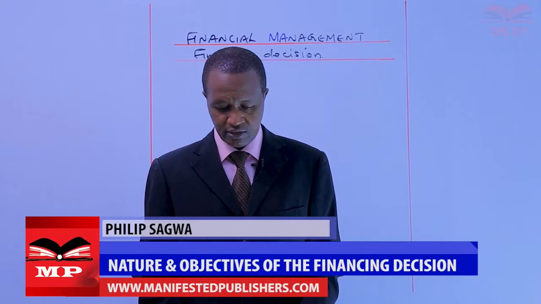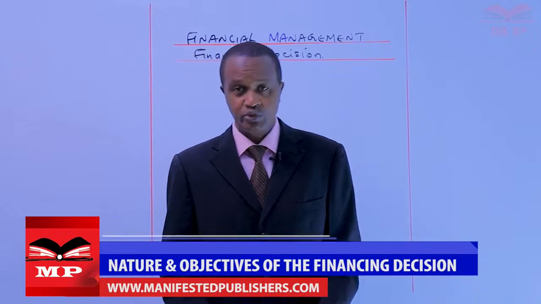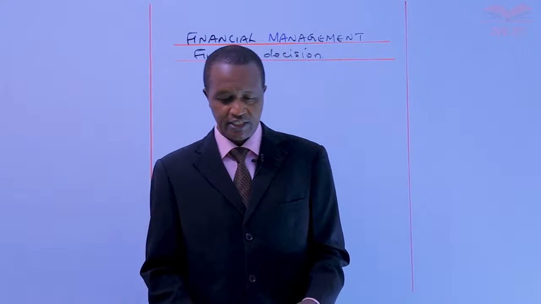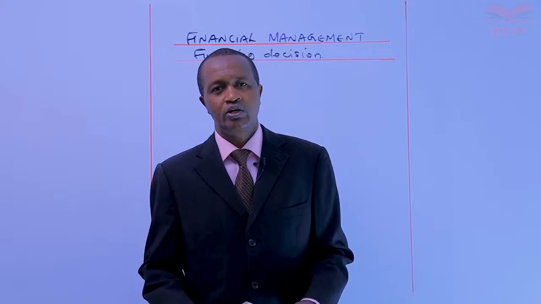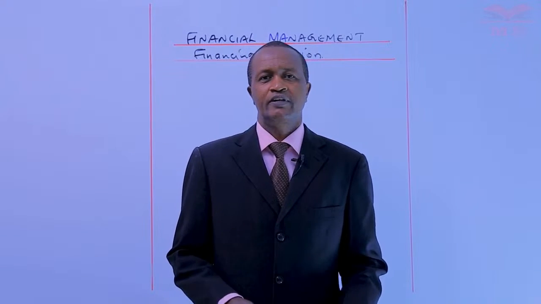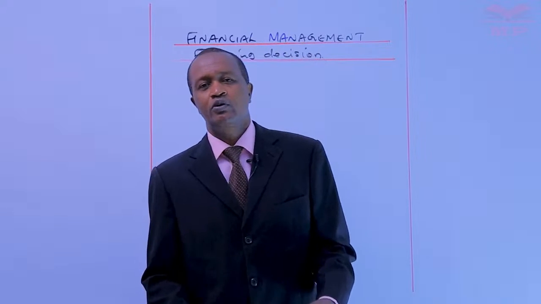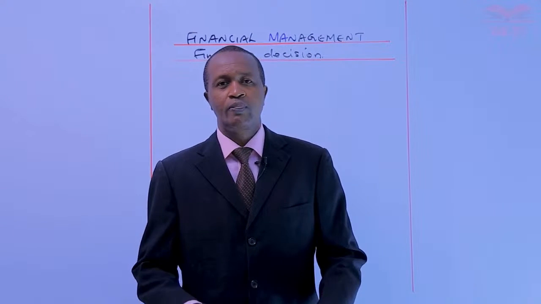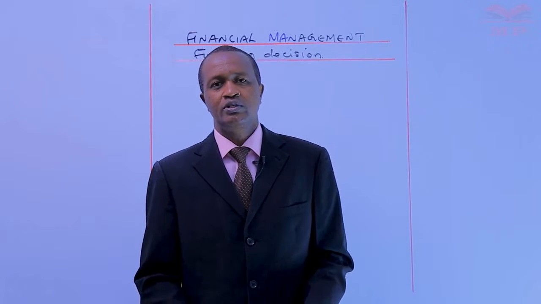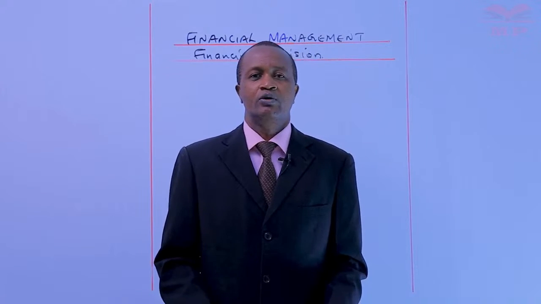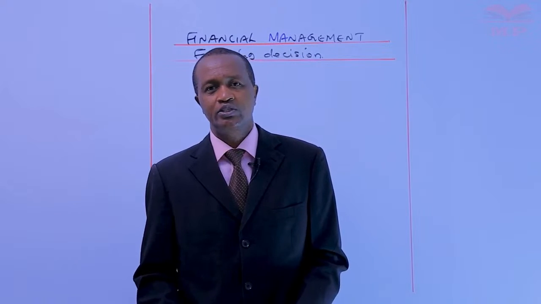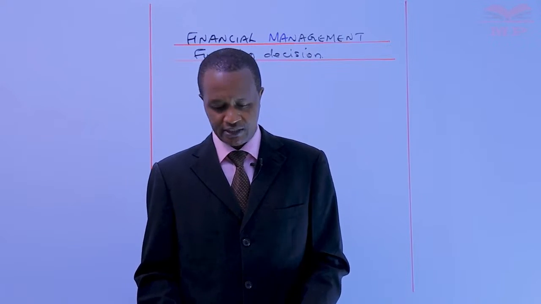The subject is financial management. Today we're going to start on a new chapter known as the financing decision. Candidates will recall in our first lesson, we did mention that the finance manager performs four crucial roles, four key roles. One of them being capital budgeting decision, financing decision, working capital decision, and also the dividend policy decisions. Those are the key decisions that the financial manager makes.